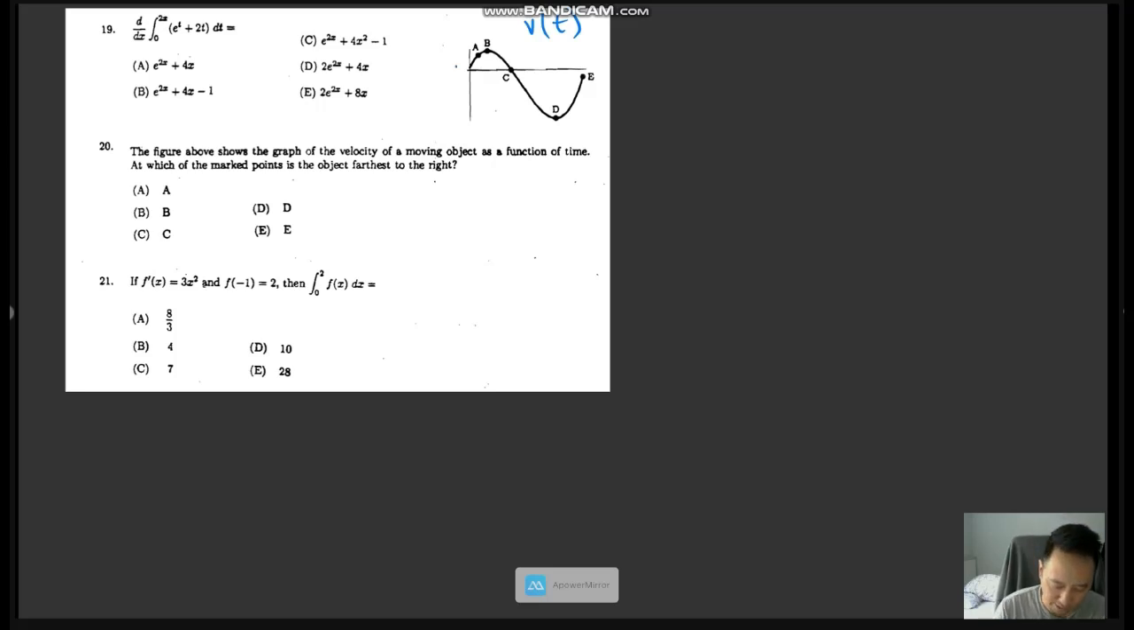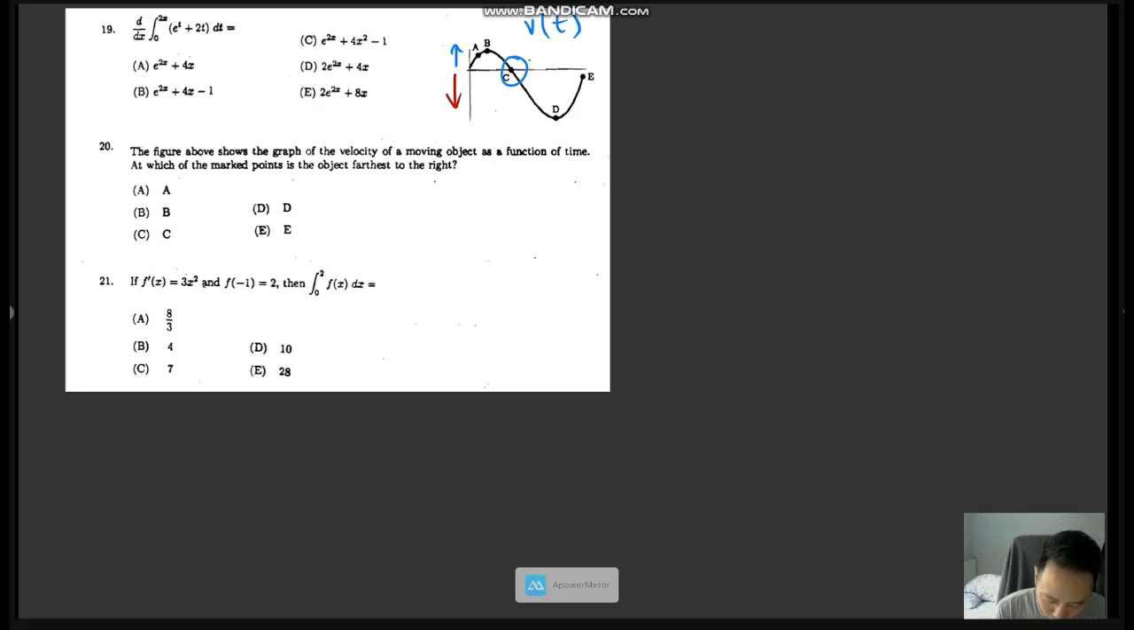Everything above the x-axis means my object is moving towards the right. Everything below the x-axis, my object is moving towards the left. And so we're trying to find a location where the object is furthest to the right. If I follow this curve right here, this is all positive, right? The object is moving towards the right. And then it slows down as it comes down the curve, but it's still moving to the right, until it reaches C, right there. That's when it completely stops, my velocity is 0, and then it turns around and goes towards the left.